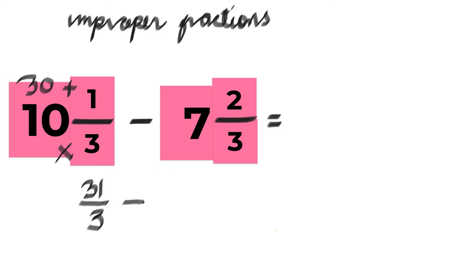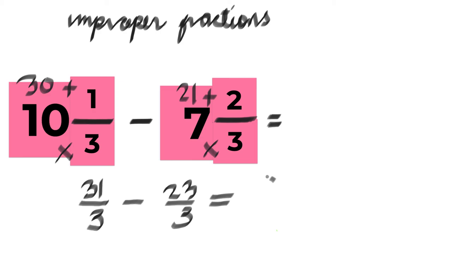The same procedure here. 3 times 7, that gives you 21. Then plus 2, that gives you 23 over 3. Okay, so again, 3 times 10, 30, plus 1, 31. That will be the numerator. Copy the denominator. Here, 3 times 7, 21, plus 2, 23. That will be the numerator, and copy the denominator. And now, we can subtract. 31 minus 23. What is the answer?